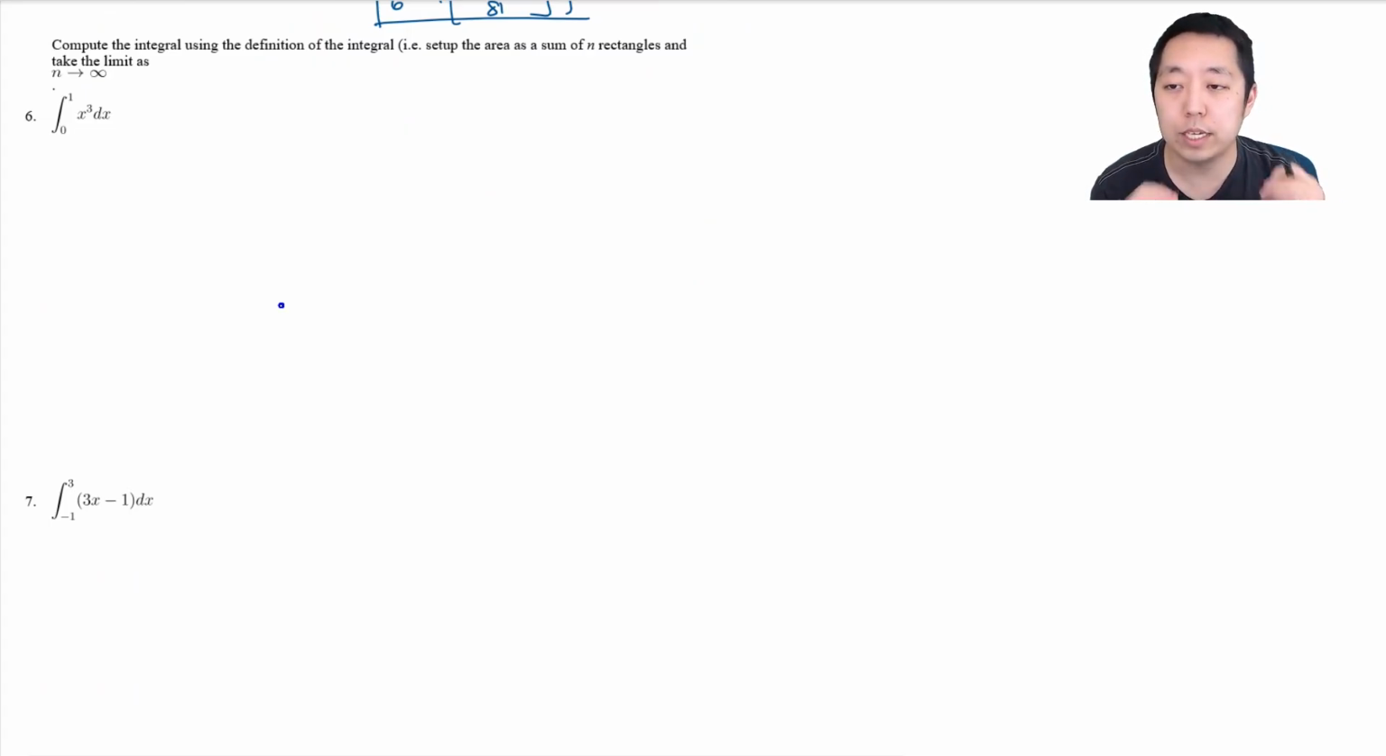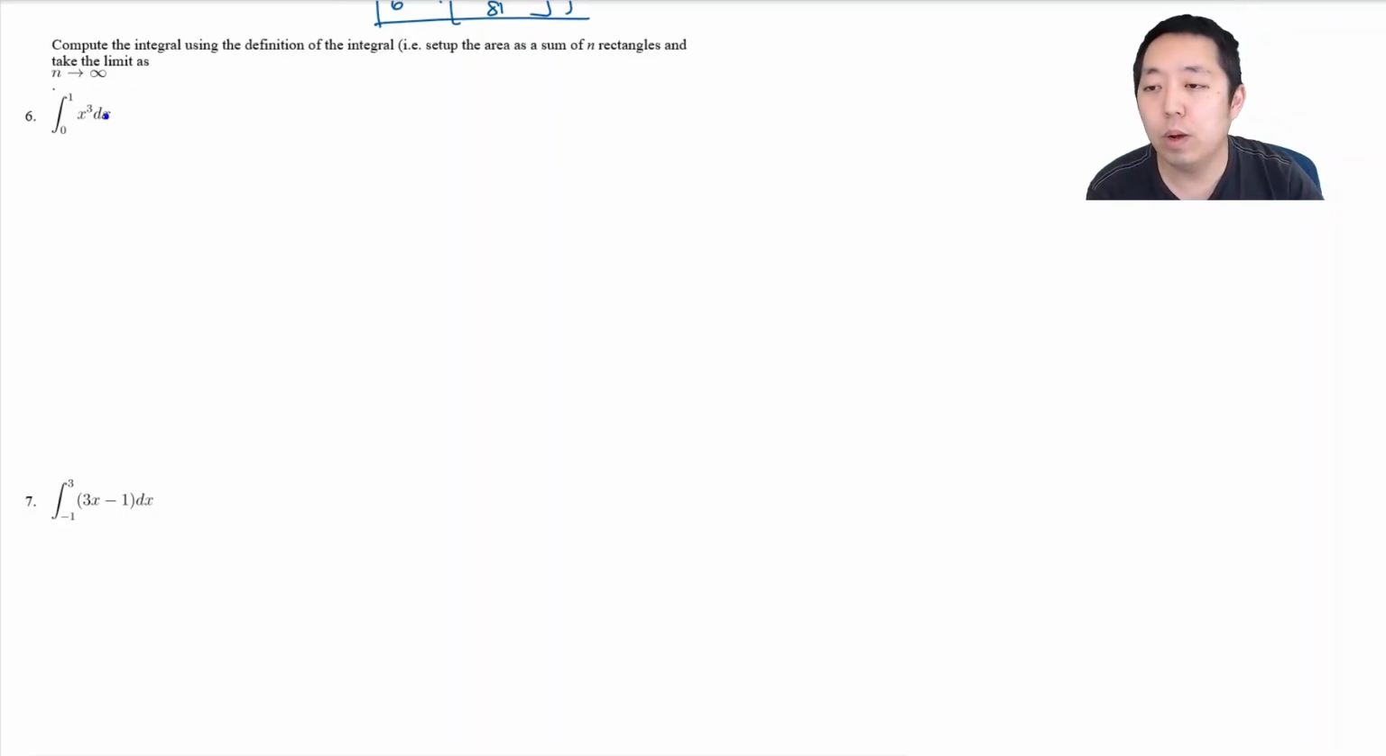Now we're going to compute the integral using the definition of the integral, i.e. set up the area as a sum of n rectangles and take the limit as n goes to infinity. Okay, so this is the definition of integrals. You're not going to do too many of these, and they're a little bit tedious because they require some complicated sums to do, but let's do it.